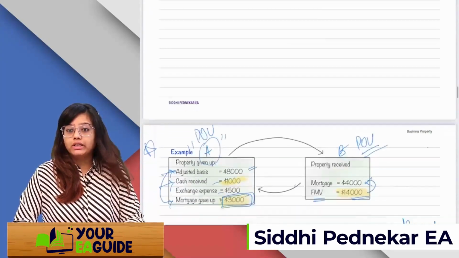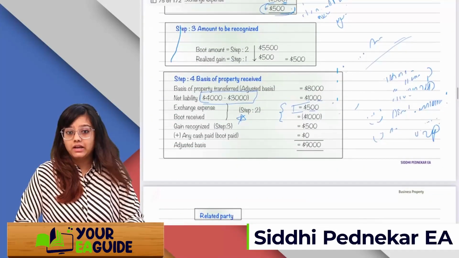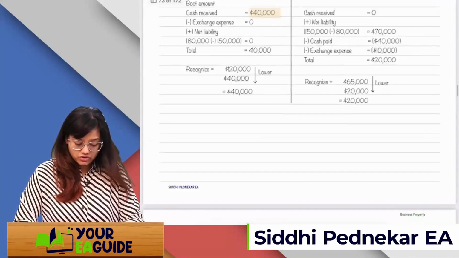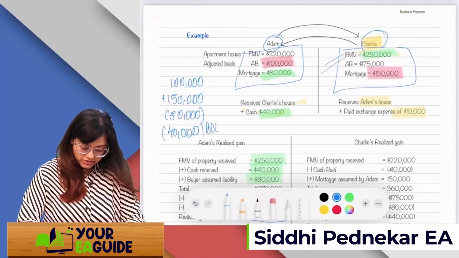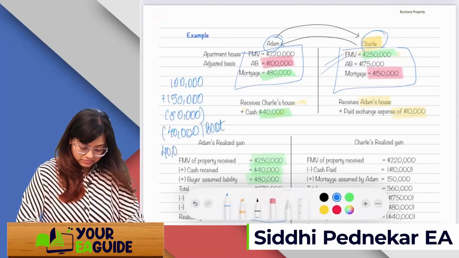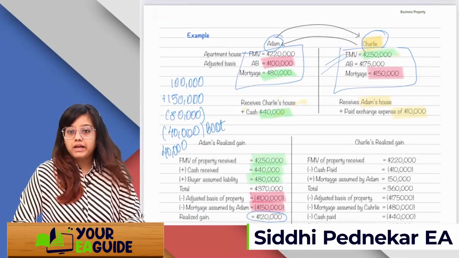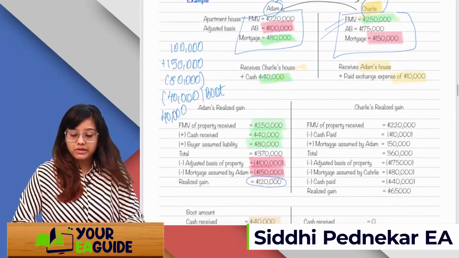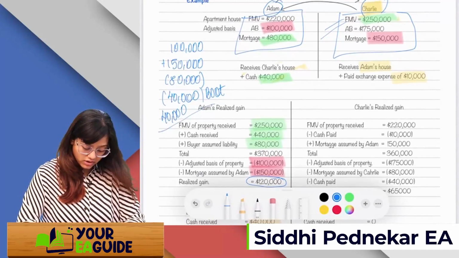So what are we doing? If there is a gain, are we going to add it or reduce it? If it's a gain, we are going to add it, right? Gain recognized in step 3 will be added. Boot received will be reduced. Whatever boot you have received will be reduced, right? Boot will be reduced. Gain will be added. All right. Did Adam pay any exchange expense? No. So nothing will be reduced. So this is how you will come to an amount which is called the adjusted basis of the new property which is received.